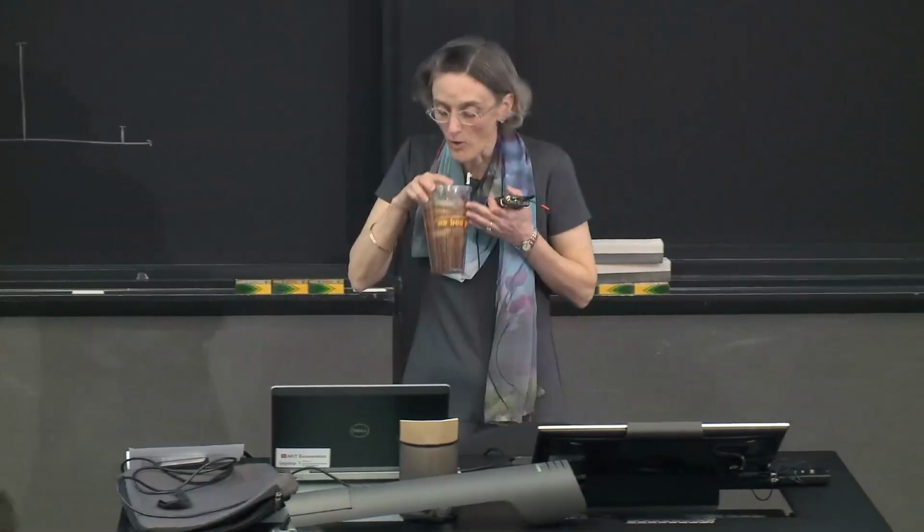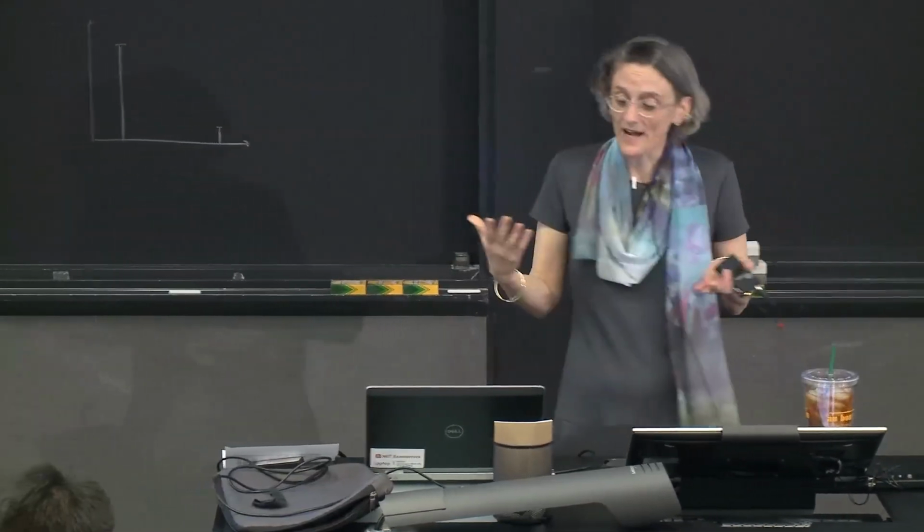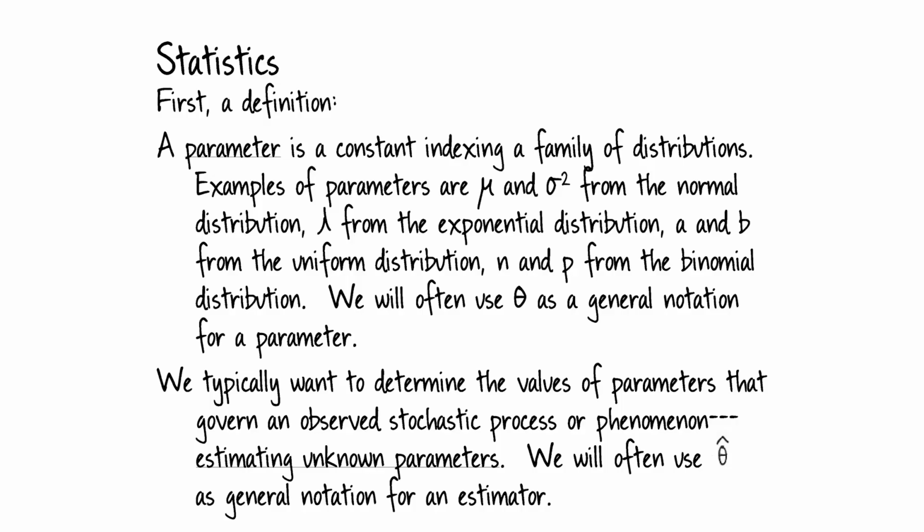So I think I said this before, but the idea behind estimation is we want to determine the values of parameters that govern an observed stochastic process or phenomenon. We can gather a random sample from that process or phenomenon, but we might not know all the values for all the parameters. So we're going to create these functions of random variables that have the goal of estimating the unknown parameters from the distribution. The general notation we're going to use for an estimator is theta hat. Okay?